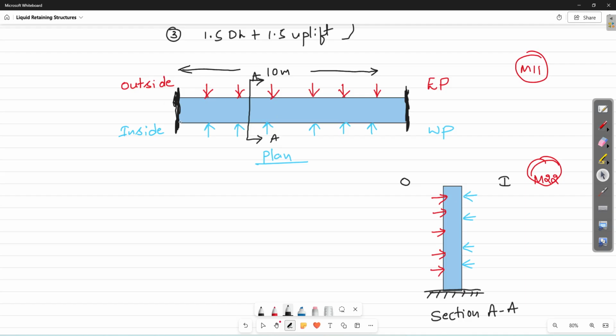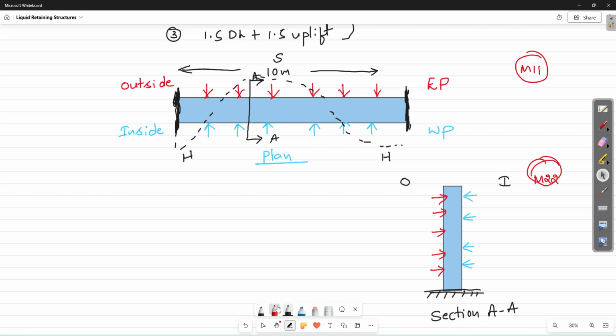Okay. So due to this water pressure, your bending moment diagram will look like this. Due to water pressure, this will be hogging and this will be sagging. Again, this will be hogging, in case of plan.